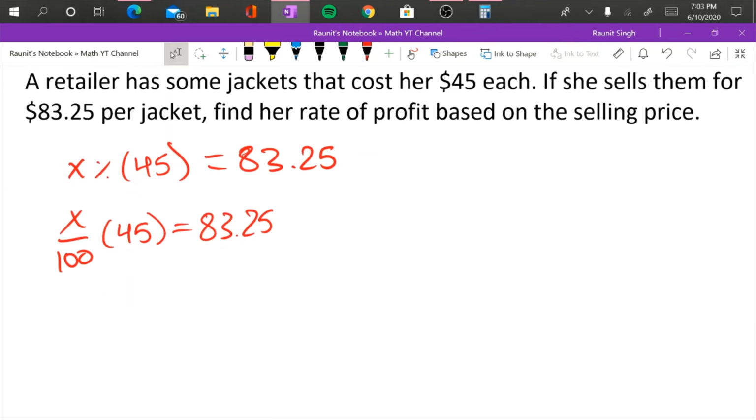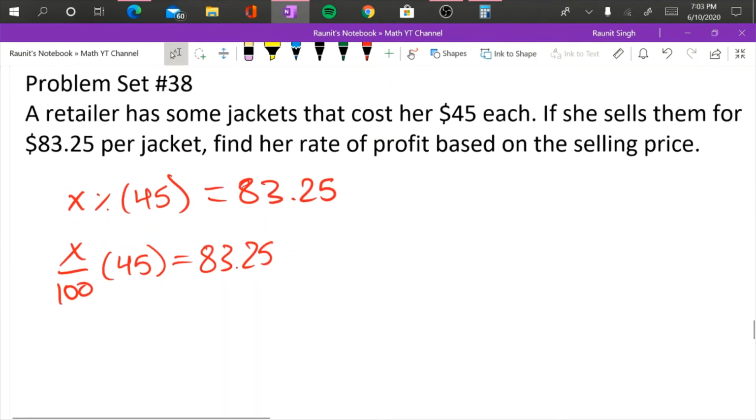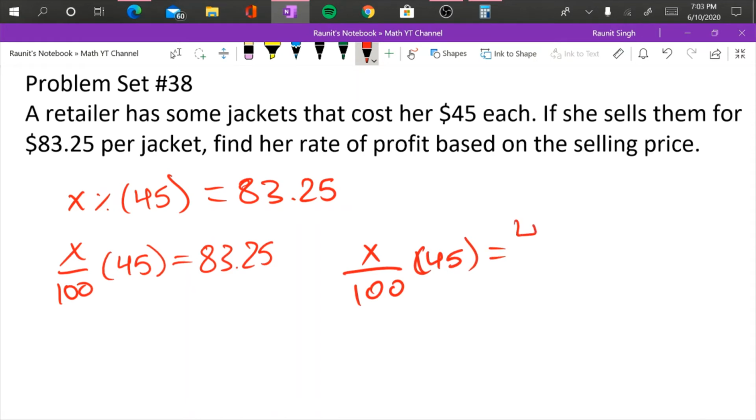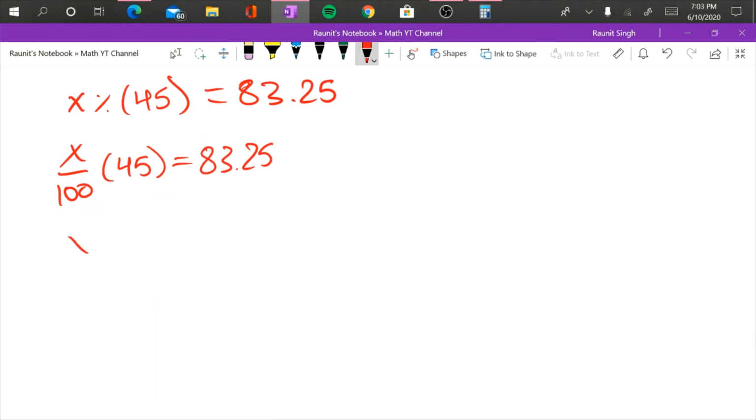Now we're going to multiply by the reciprocal, since x over 100 times 45 is really equal to 45x over 100. So we're going to do the reciprocal, 100 over 45. Then we get x equals 83.25 times 100, all of that over 45.